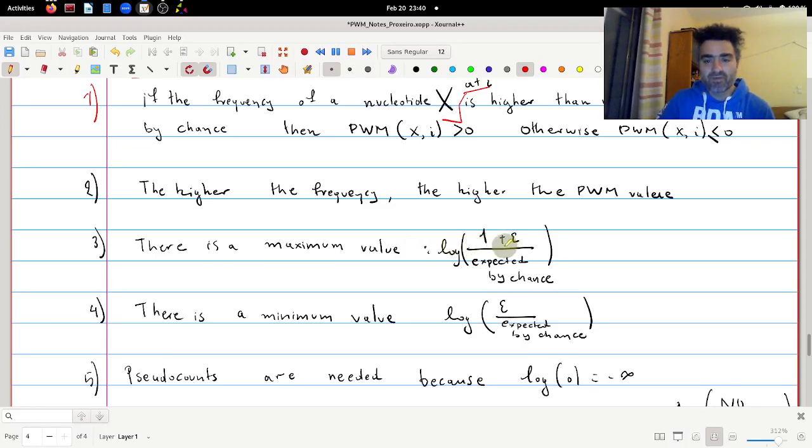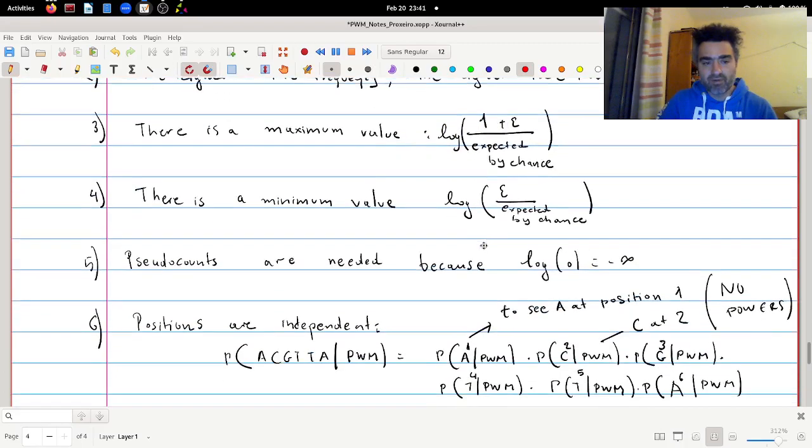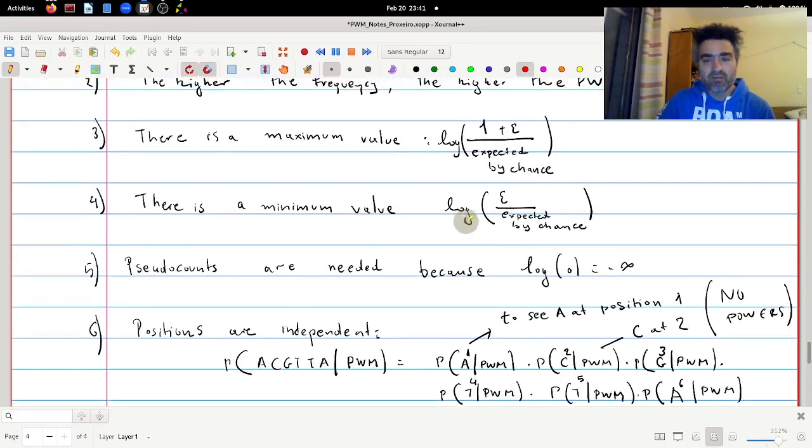There is this maximum value, as I explained before, and there is a minimum value, which is also this one. It will be a quite negative number. And now you understand why pseudocounts are needed, because if we would have 0 here, then we would have to calculate the logarithm of 0, which is minus infinity. We don't want that, so we put an epsilon here.